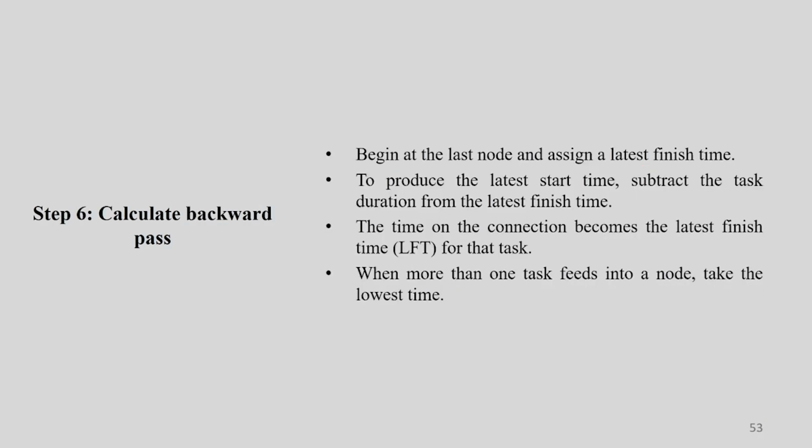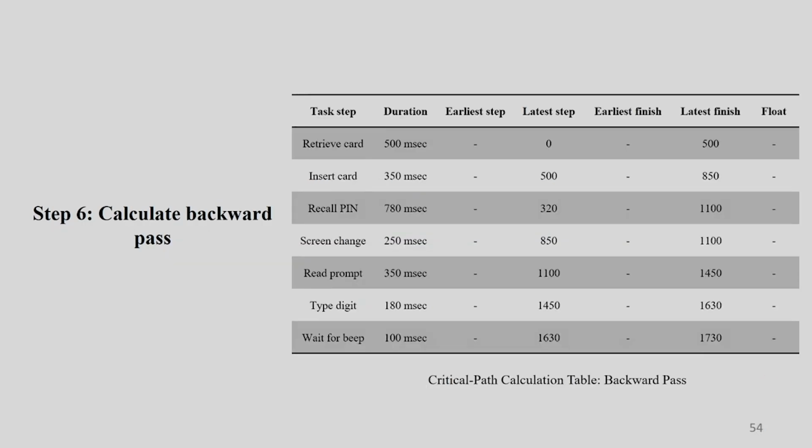Now calculate the backward pass. Begin at the last node and assign the latest finish time, whatever the maximum possible. To produce the latest start time, subtract the task duration from the latest finish time. The time on that particular connection becomes the latest finish time for that particular task. When more than one task feeds into a particular node, take the lowest time. We have to take the lowest value.